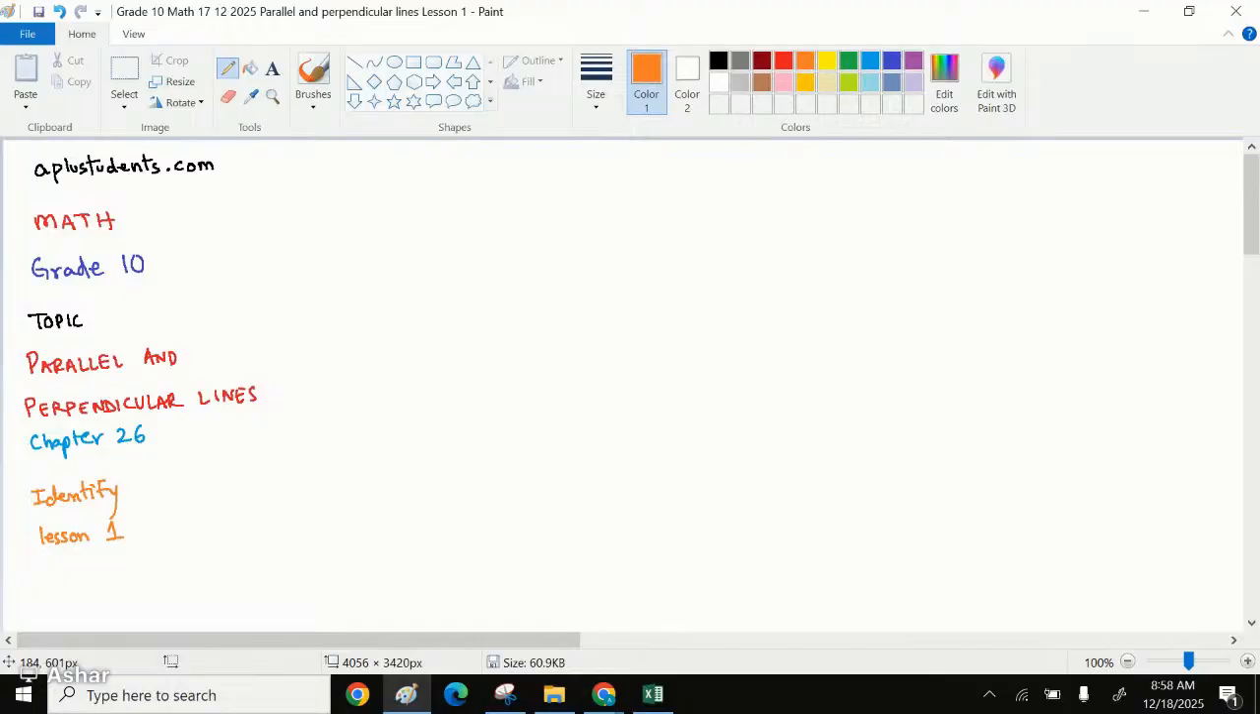Okay, let's begin with the topic. I hope you've joined already and you're on the same page. So let's start off with the topic and let's see what we can do. We go to grade 10s, chapter number 26, and lesson number 1. So the topic is identify parallel, perpendicular, and skew lines. Okay, so we need to see something.